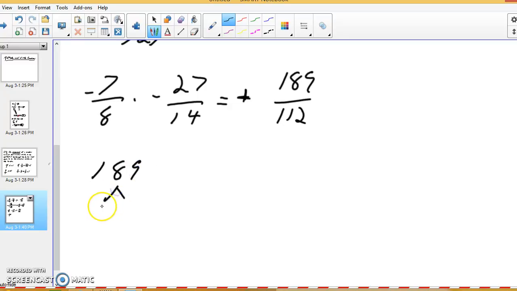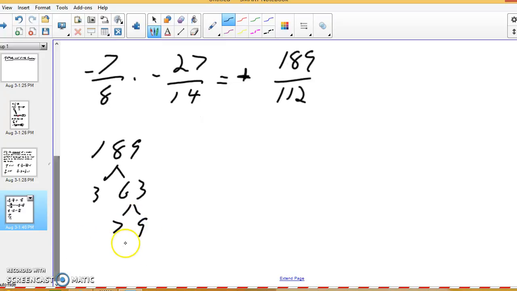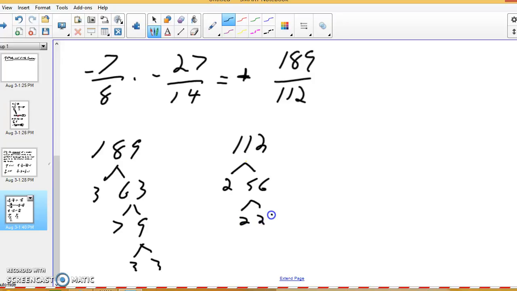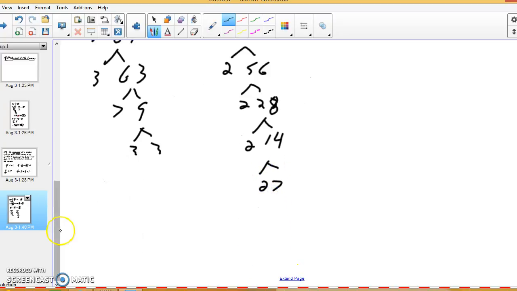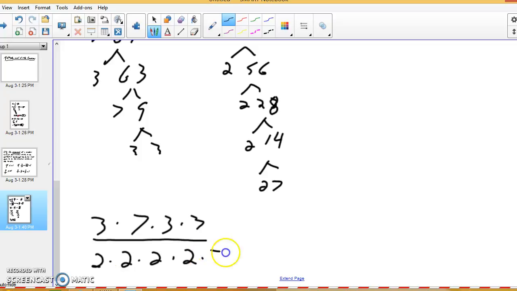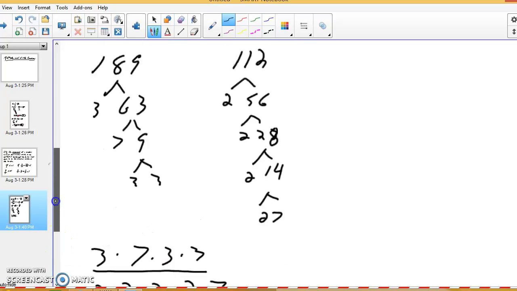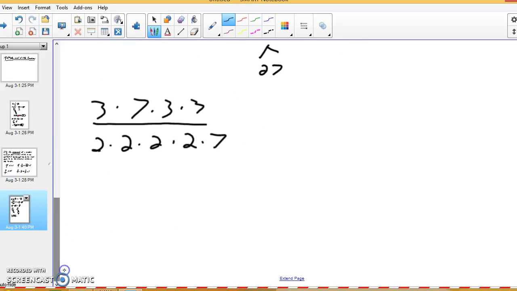So that is it. Now we just want to find the simplified version of it. So that would be 3 and 63, 7 and 9, 3 and 3, and then now we find the prime factorization of 112, which is 2 and 56, 2 and 28, 2 and 14, 2 and 7, so we'll stack those on top of each other. So 3 multiplied by 7, multiplied by 3, multiplied by 3, all over 2 multiplied by 2 multiplied by 2 multiplied by 2 multiplied by 7. And again, we know this is positive, so we can just leave it as is.